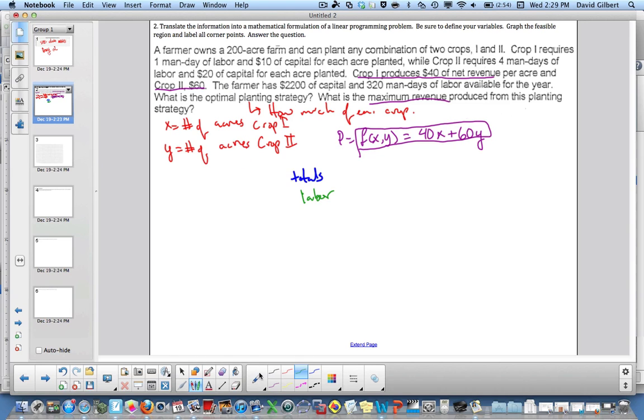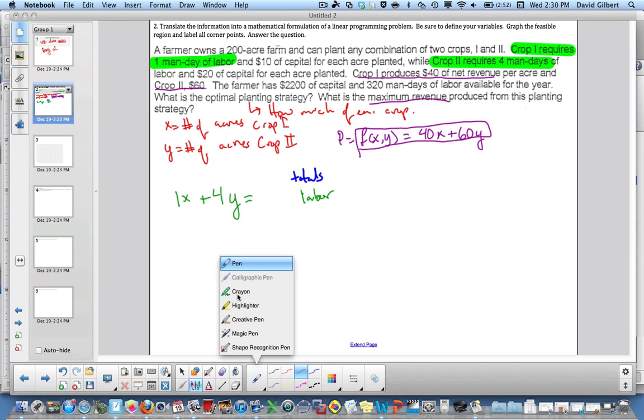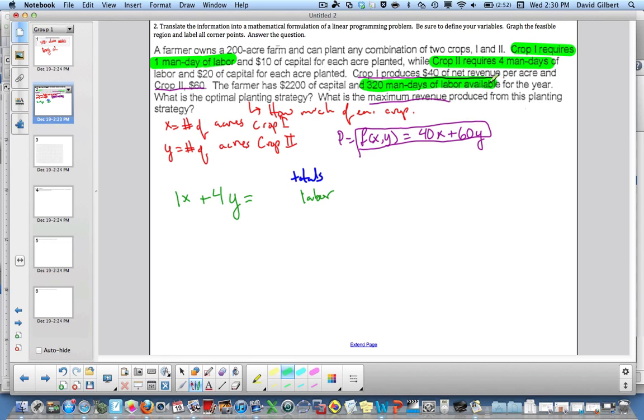So where do we see our labor? Crop 1 requires 1 man day of labor, and crop 2 requires 4 man days. Alright, so that gives us our first constraint. 1 man day times number of acres of crop 1 plus 4 man days times number of acres of crop 2 equals, how much does he have total available? 320 man days available. If it was exactly equal, it would be 320. We want less than or equal to 320 because the maximum available is 320.